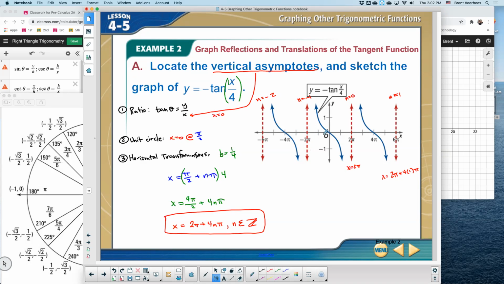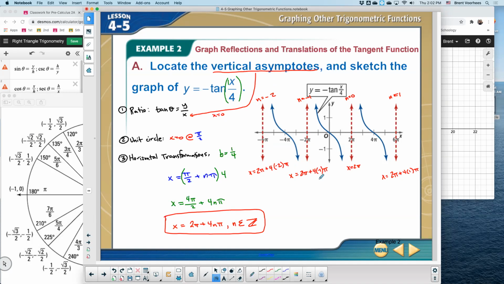So we could find these going left. -1 means the asymptote 1 to the left from our original. This would be x equals 2 pi plus 4 times -1 times pi. 4 times -1 is -4. So 2 pi minus 4 pi is -2 pi. And thus the last one would be 2 pi plus 4 times -2 times pi.